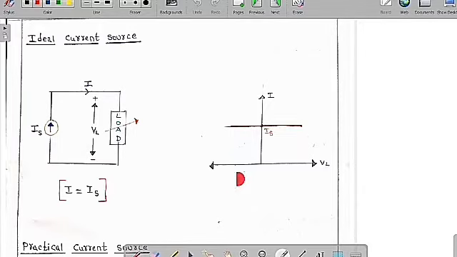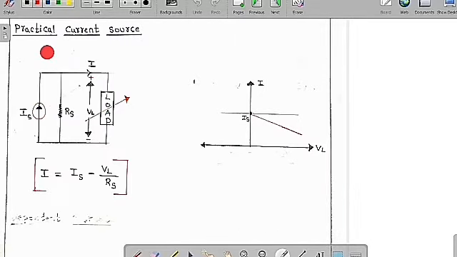If you draw the diagram with respect to VL and I, you can see I is equal to IS irrespective of the voltage VL, whether VL is positive or negative. Therefore, the load current will always be equal to the source current irrespective of the load voltage. So you are going to get a graph of this nature, because for an ideal current source, the internal resistance is infinity. Because of that, the load current I is equal to the source current.